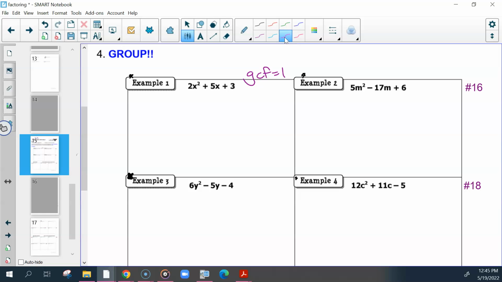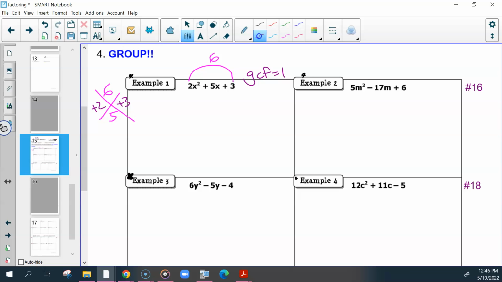Okay. So now we're going to take the first coefficient and the last constant and multiply those together. And we're looking for 2 numbers that multiply to be 6 but add to be 5. Think of the factors of 6. Which of those would add to be 5? 2 and 3. But this is different from the factoring we did last class, because now that we have these two numbers, we're going to rewrite this into 4 terms.